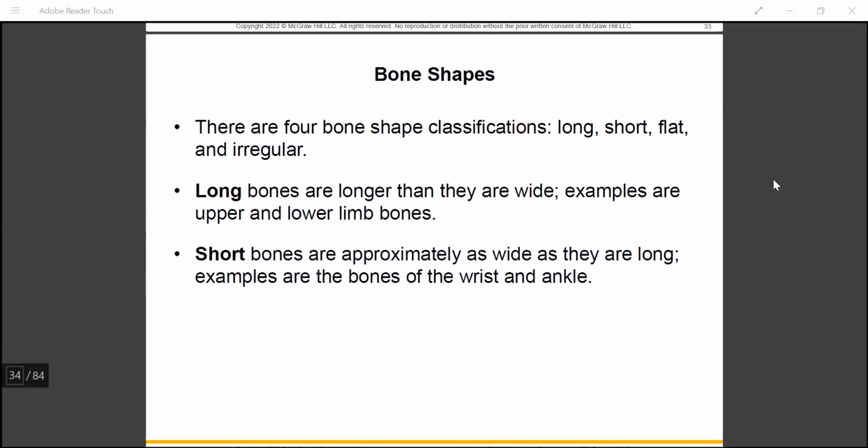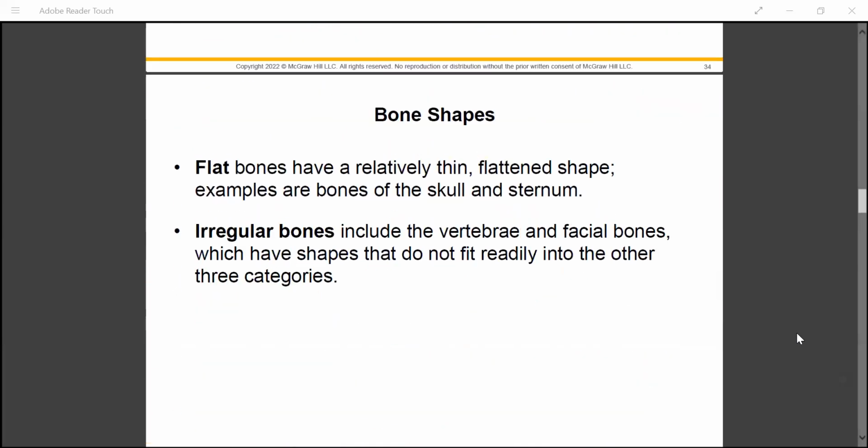We have four different bone shapes. Long, which we talked about in our endochondral ossification and compact versus spongy bone. We have short bones, flat bones, and irregular bones. A long bone is going to be longer than it is wide, like our humerus and our femur, two examples of some of our biggest long bones. Short bones are really about like a square more than anything, about as wide as they are long. Bones in our wrist and ankle fit that description. There's not a ton of short bones, but those are two good examples.